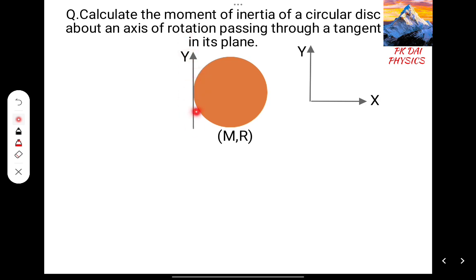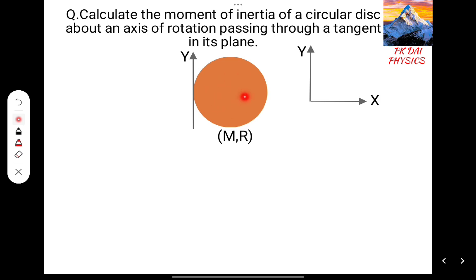So you can clearly see this disk is in the xy plane, and this line is parallel to the y axis. It means this line is a tangent in its plane, not perpendicular to its plane, not the z-axis passing through this point. It is parallel to the y-axis, meaning a tangent in its plane. So about this axis, how do we calculate the moment of inertia of this disk, whose mass is m and radius is capital R? Let us see.